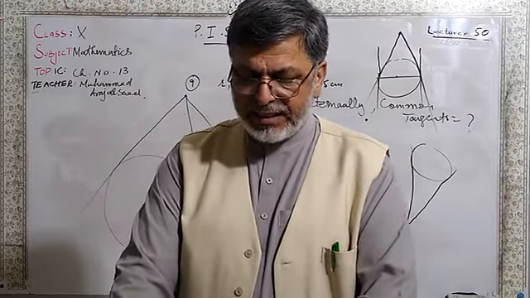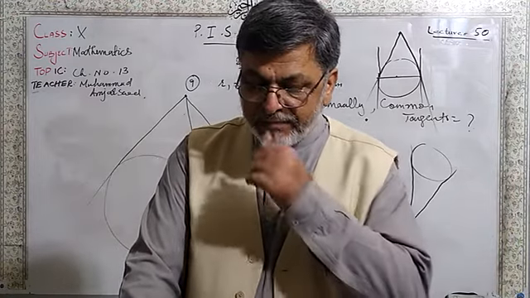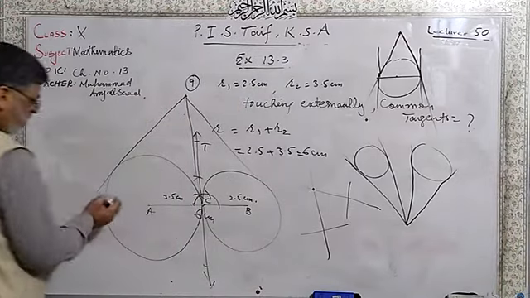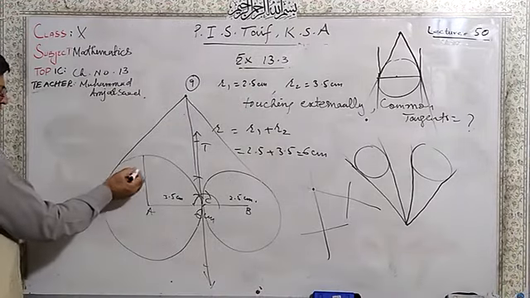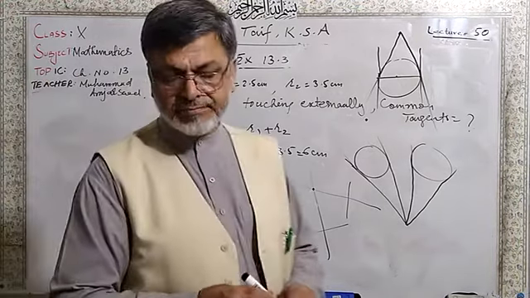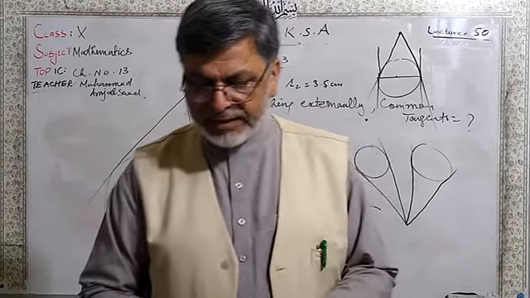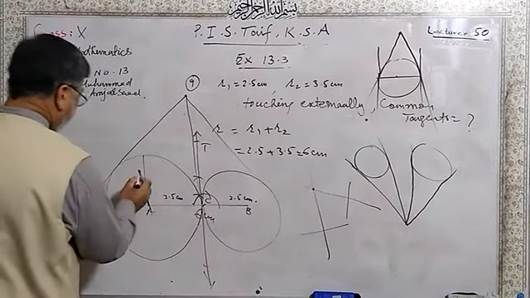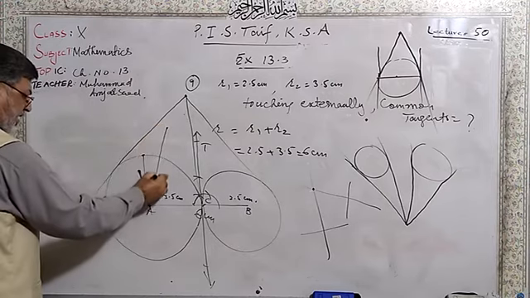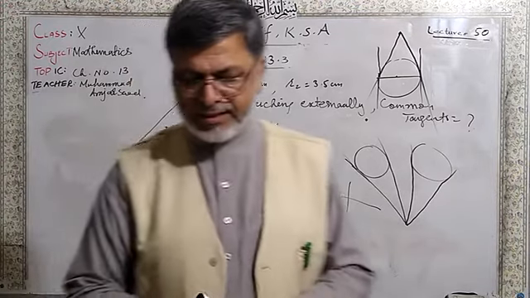Circles having 3 points in common will coincide with each other. The distance of a point inside the circle from the center is less than the radius. Definitely, if any point is at a distance less than the radius, then it will be inside the circle. And the distance of a point outside the circle from the center will be greater than the radius.